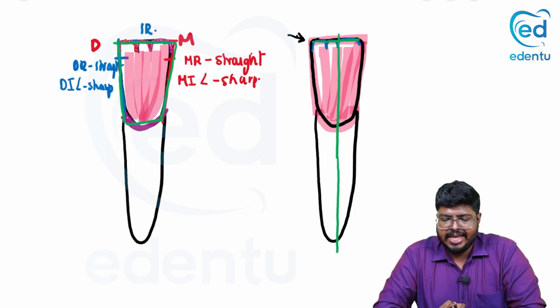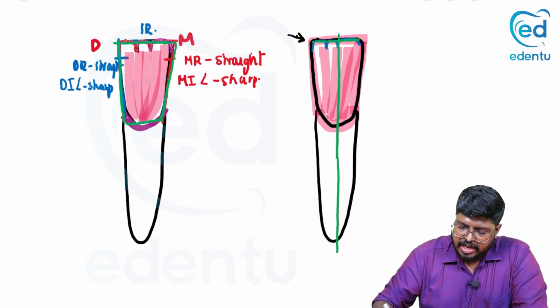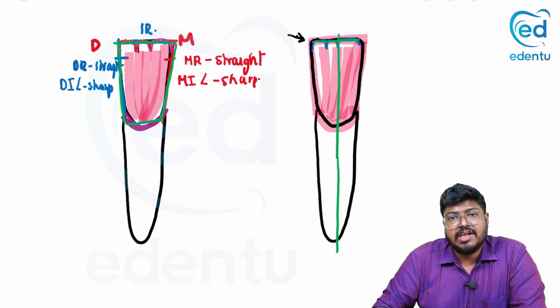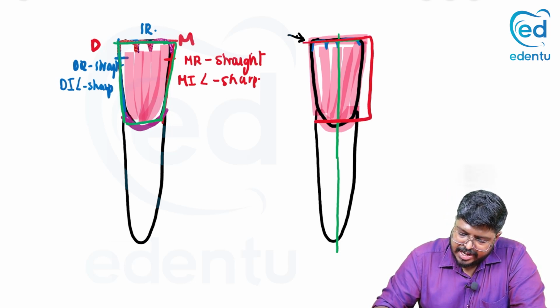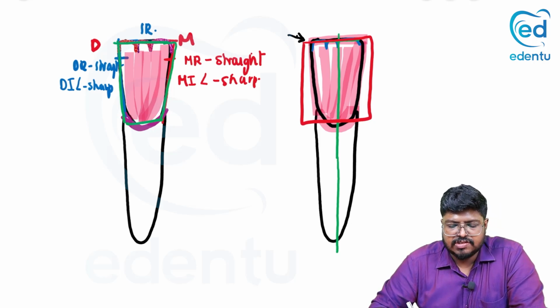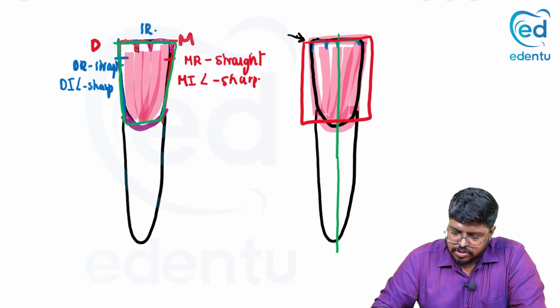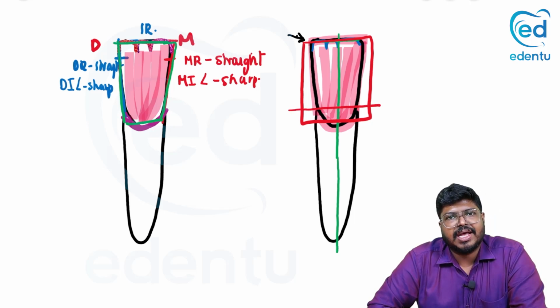This is the labial aspect. In certain rare conditions, the trapezoid can also change and become rectangular in shape. This is also considered to be okay. The height of contour is going to be at the cervical third because the convexity's maximum amount will be at the cervical third. I hope you have understood the labial aspect of the mandibular central incisor quite clearly.